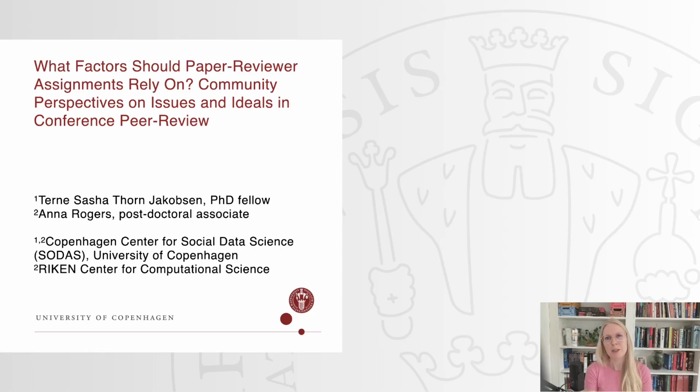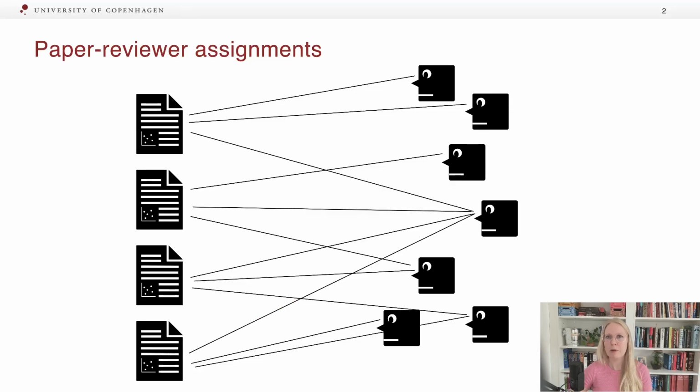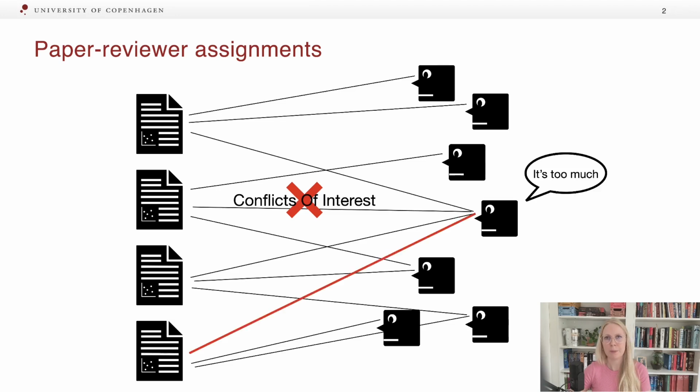I'm presenting the paper titled "What Factors Should Paper Reviewer Assignments Rely On? Community Perspectives on Issues and Ideals in Conference Peer Review," authored by myself, Terne Jakobsen, and Anna Rogers. So paper review assignments are matches between submissions to conferences or journals and their available pool of reviewers, taking into account any conflicts of interest and reviewer assignment quotas.